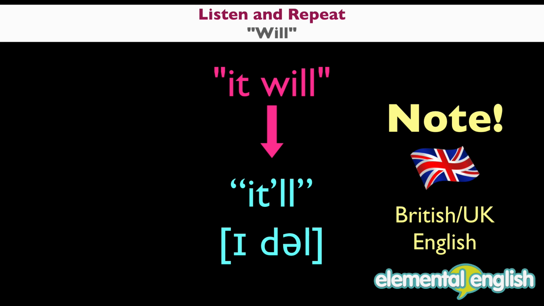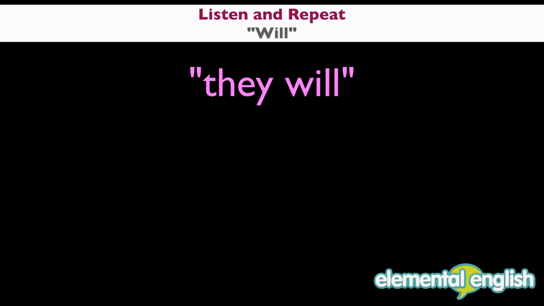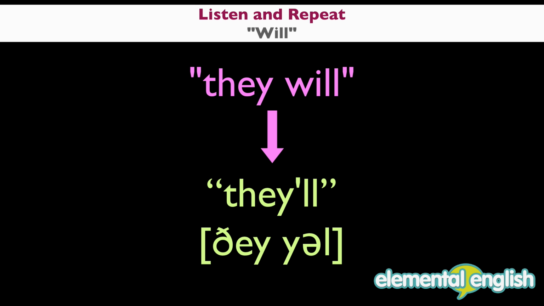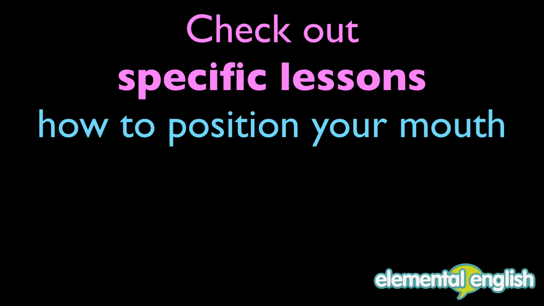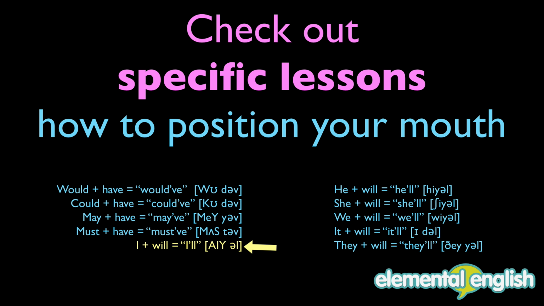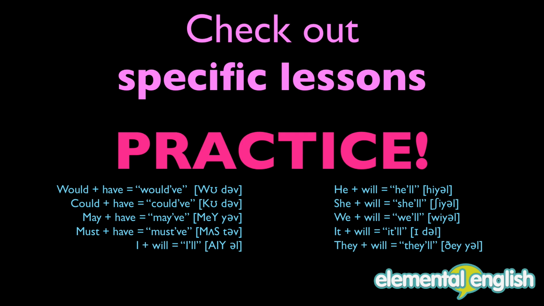Note that British English speakers may use an aspirated t and say it'll. It'll. They will becomes they'll. They'll. Feel free to check out the specific lessons on how to position your mouth to pronounce each of these verb contractions and vowel sounds, and of course, for more practice.